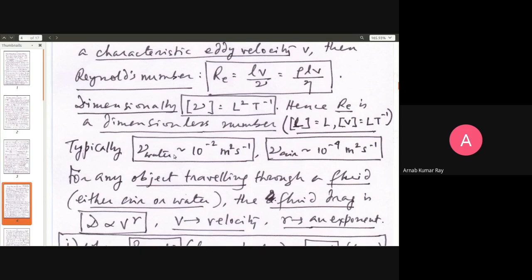As you can see, in the case of water, kinematic viscosity is much larger as compared to air. So when an object is traveling through water, the velocity with which the object is traveling will be less.